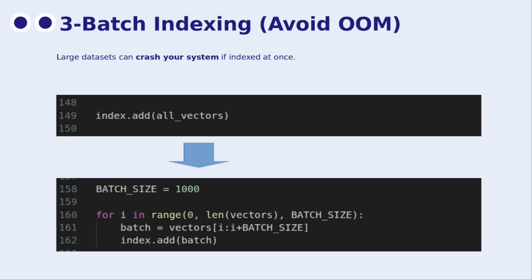Batch indexing. Now let's talk about a very practical problem: memory. First, bad practice. This is very dangerous. If your dataset is large, this can crash your system with out of memory. Good practice: batch indexing. This is the correct way.